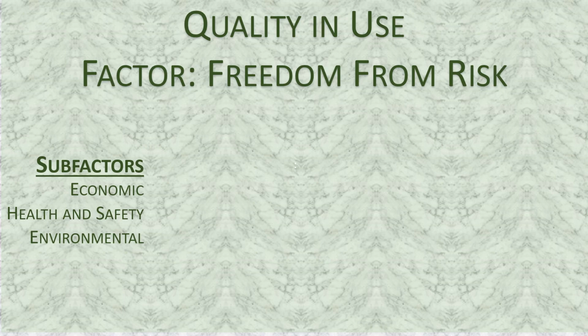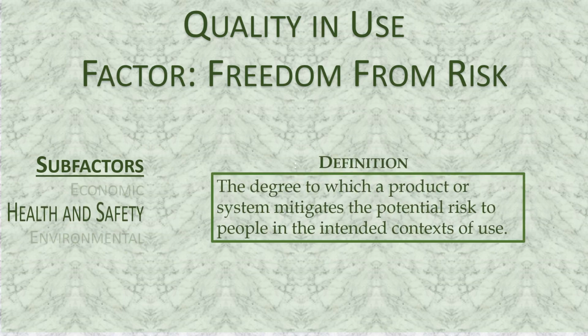The second freedom from risk subfactor is health and safety risk mitigation. Health and safety risk mitigation is defined as the degree to which a product or system mitigates the potential risk to people in the intended contexts of use.